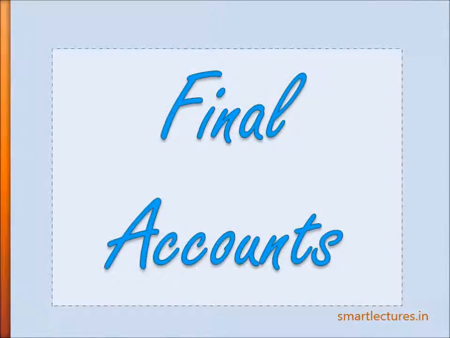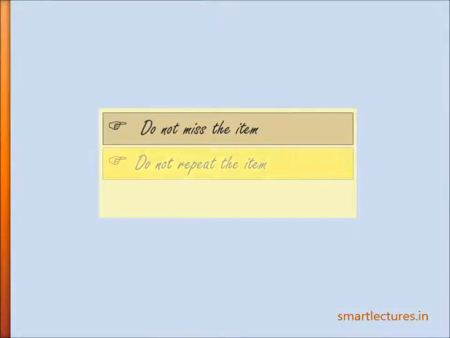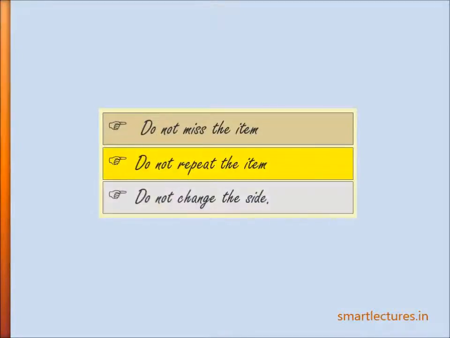Now let's take one more question. And I would like to remind the golden rules. When you are making final accounts on the basis of trial balance, you have to take care of the following things. Don't miss the item. Don't repeat the item. Don't change the side. Three things you have to take care.